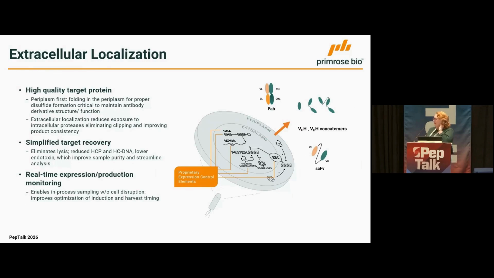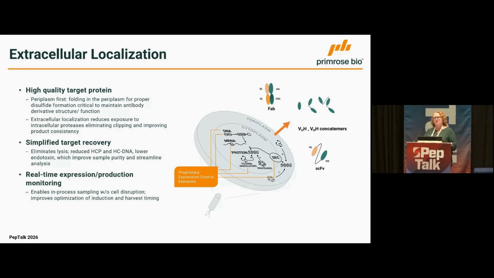Now, I mentioned one of the things that we're working on is really streamlining our recovery, and the thing that would make that most effective is to get the protein out of the cell without having to lyse it. And so we've been focused a lot on extracellular localization so that we can get high quality target protein. It's really important for us to put that through the periplasm first. Most of the proteins that we're making for our partners are disulfide bonded, and disulfide bonds form in the periplasm. So we want to make sure that we get those into the periplasm.